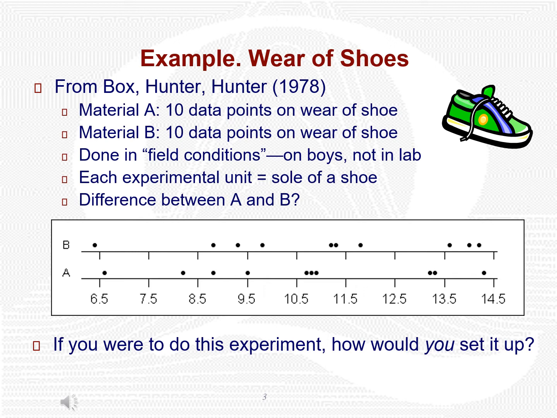How do you think the 10 data points were collected? 2 shoes on 5 boys for each of the two materials for a total of 10 boys? 1 shoe on 10 boys for each of two materials for a total of 20 boys? How would you set up the experiment?